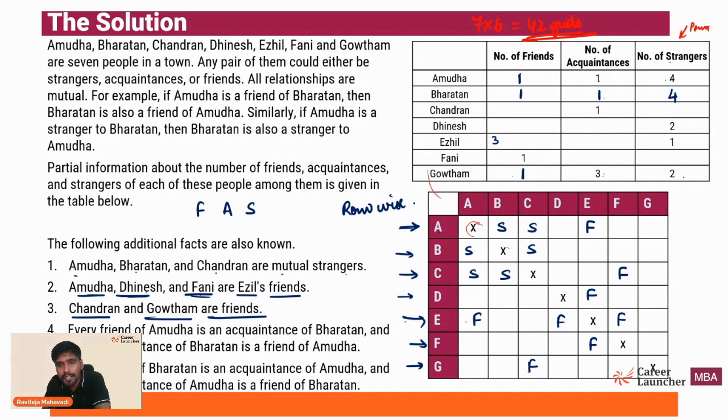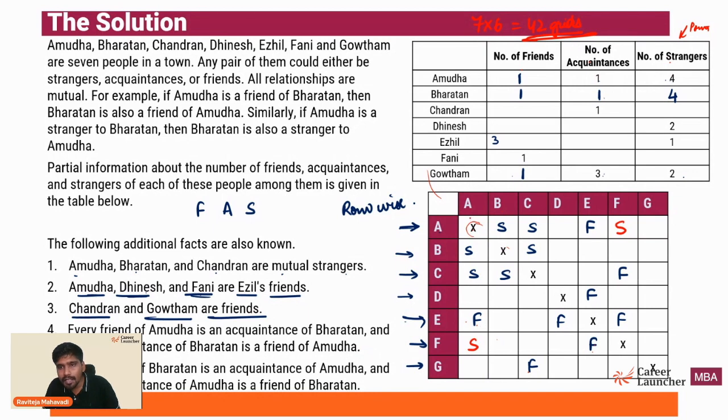So F cannot be a friend to A. A has only one friend and we have covered that. F cannot be a friend to B also, because F has exactly one friend. So if F is not a friend of B, F cannot be an acquaintance of A. And if F is not an acquaintance of A and also not a friend of A, can I say F is a stranger to A? F is a stranger to A, so A is a stranger to F.